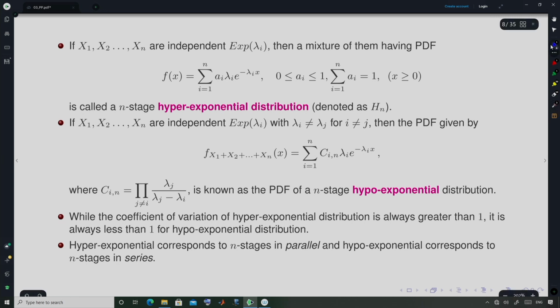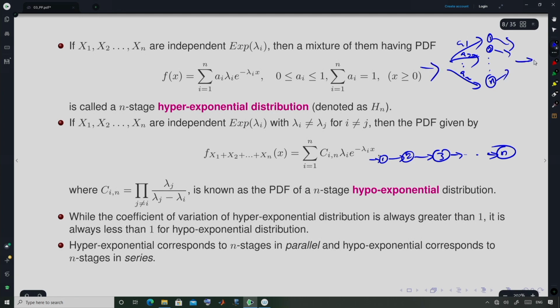Now, hyper exponential corresponds to n stages in parallel. You can think of this hyper exponential as if some stages, say 1, 2 and so on to n, are there. You are picking one of these, say this one with a1, this with a2, this with an, and so on, and then you get it done. Whereas in this particular case, it is 1, 2, 3 and so on to n, so you are basically summing through all of them. You will exit here, or you will come here and exit here, and so on.